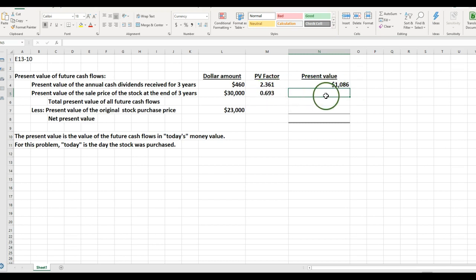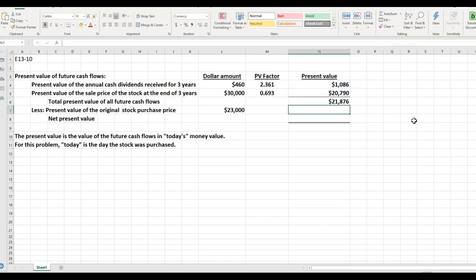Next, let's find what this is worth, equal to $30,000 times this factor, hit enter. So $30,000 3 years in the future at a discount rate of 13% is worth only $20,790 in today's money. So let's find the total value of all these future cash flows, total present value. Let's add these, so let's sum it, hit equal.